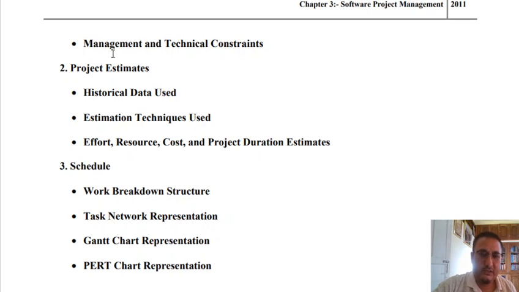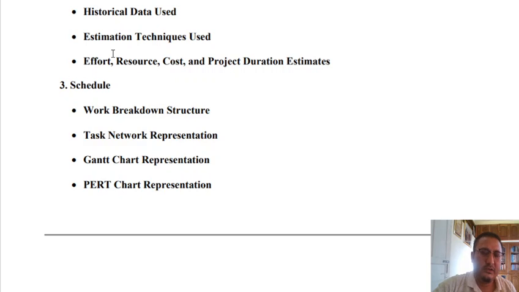Likewise, the third important aspect is the schedule. Schedule focuses on work breakdown structure, task network representation, Gantt chart representation, and PERT chart representation. These are the various mechanisms for reflecting how the planning was done. Work breakdown structure decomposes the overall work into a set of identifiable subcomplexities. Task network representation arranges the various activities formed after decomposition into an activity network.